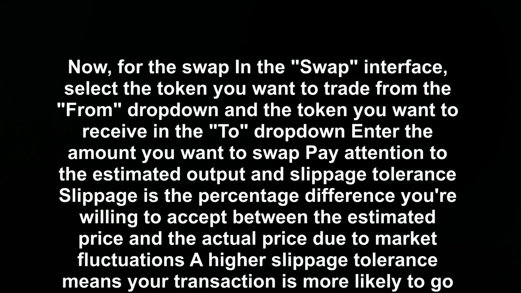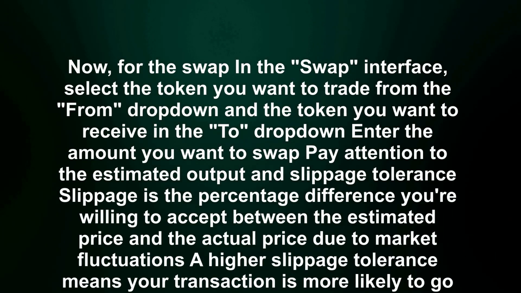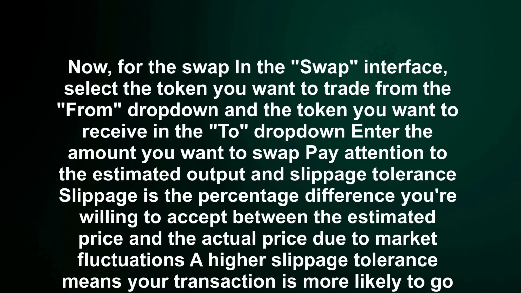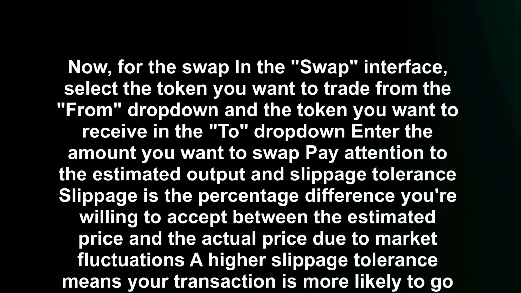Slippage is the percentage difference you're willing to accept between the estimated price and the actual price due to market fluctuations. A higher slippage tolerance means your transaction is more likely to go through, but you might receive less of the desired token.